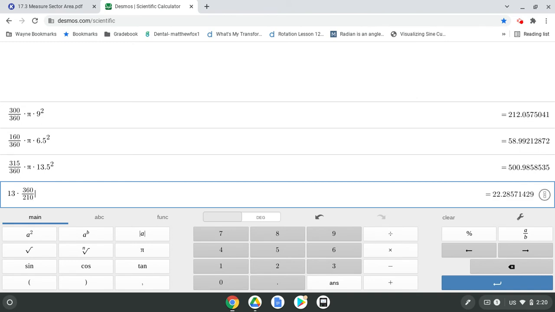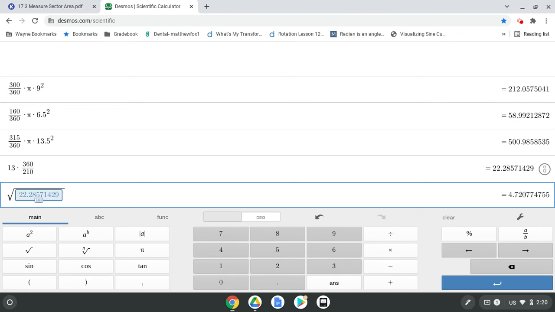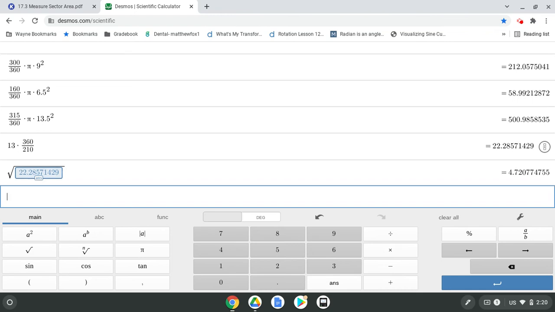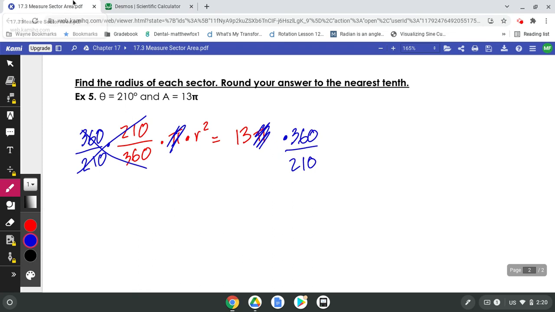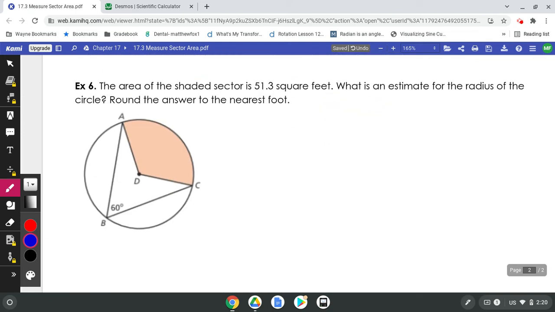Okay, now this is not our answer. This is what r squared would equal, 22.3. So we've got to take the square root, and I'm going to type in ANS for answer, and you can see we get 4.7 as our answer. So our radius equals 4.7. There's no label, so we'll just put units. We're not sure what it is. It's not units squared because this is the radius. Since it's not the area, it is just units. All right. And the final one, same approach.